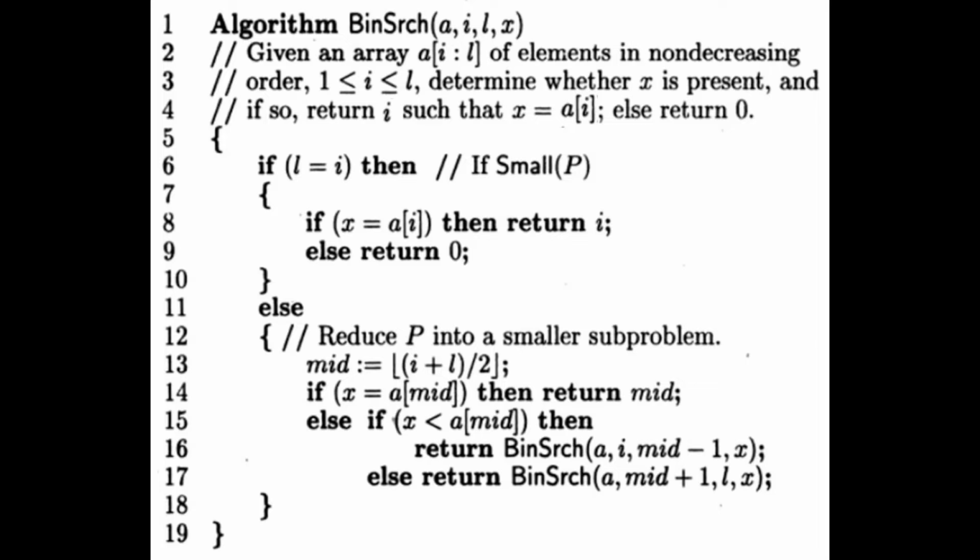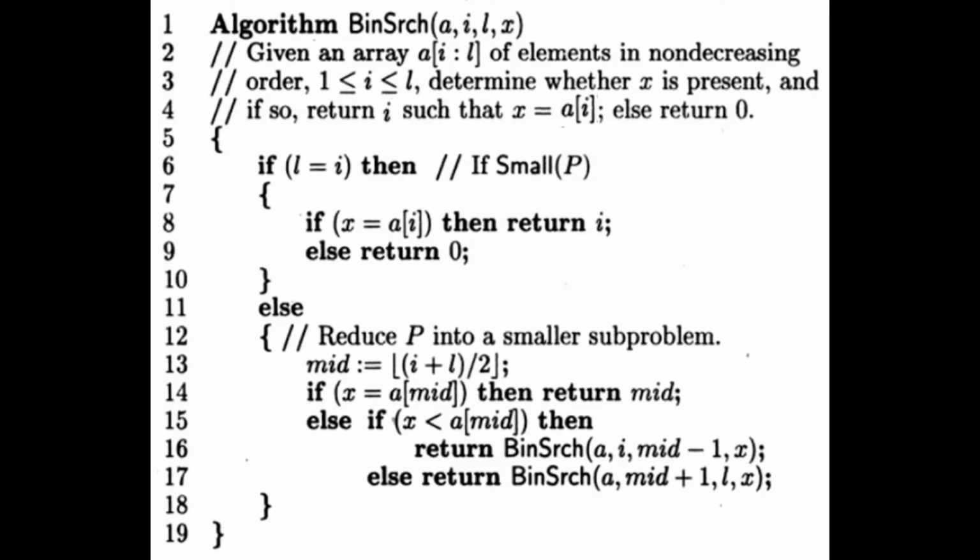The search is performed in a sorted array, where 1 is less than or equal to I, which is less than or equal to L. The algorithm determines whether x is present in the array or not. If x is present, then return I, the index of x. If the element is not present, then return 0.